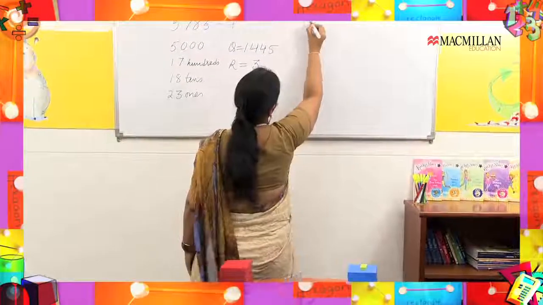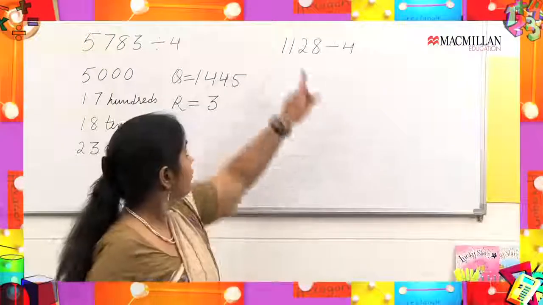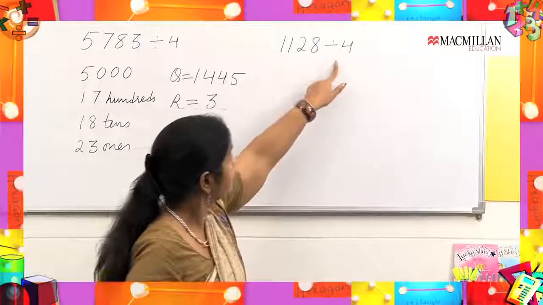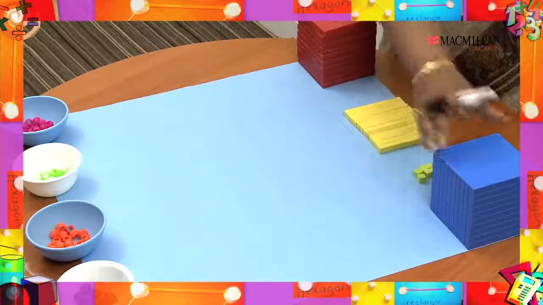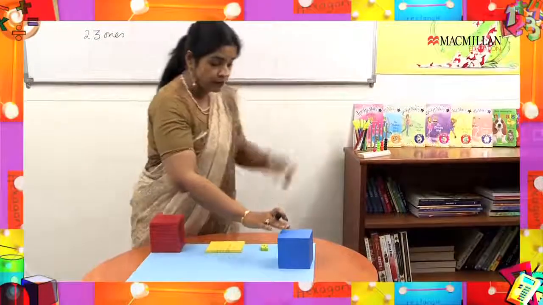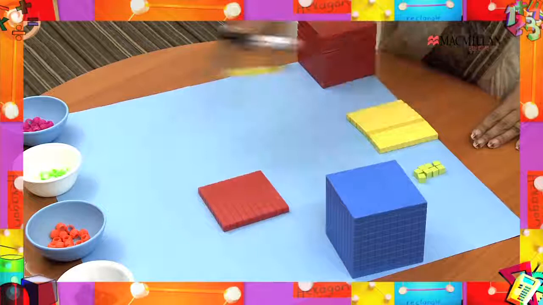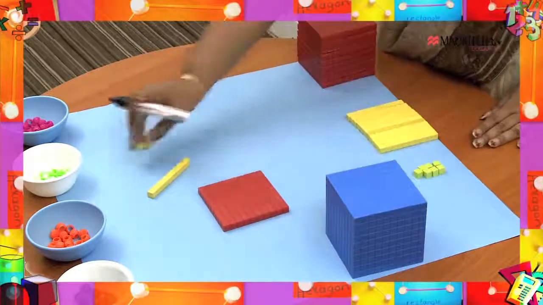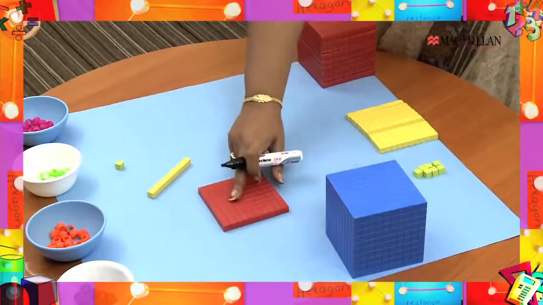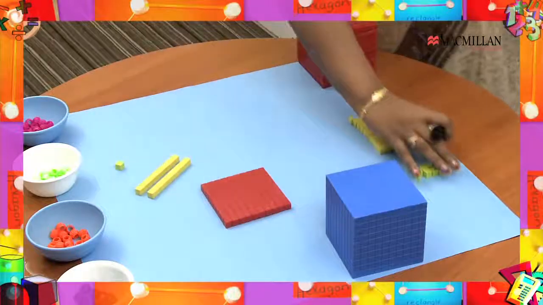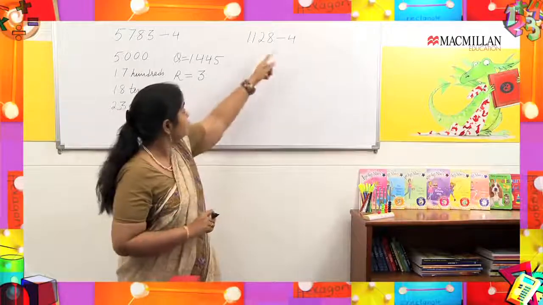I am going to divide 1128 again by 4. We are going to divide 1128 by 4 using this place value kit. We will represent our 1000 by this block, hundreds by this flat, tens by this long, and ones by this cube. Our number is 1128, that is 1000, 100, 20 and 8 ones. So our number is ready here. We want to divide it by 4.